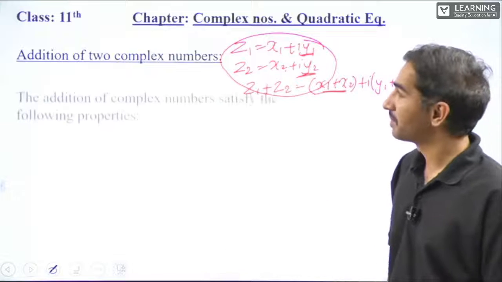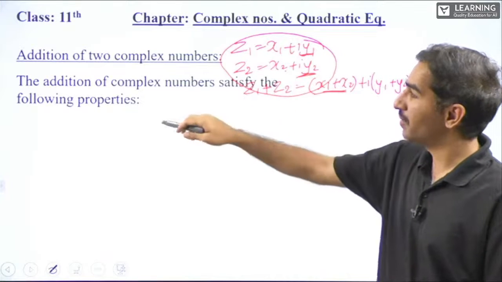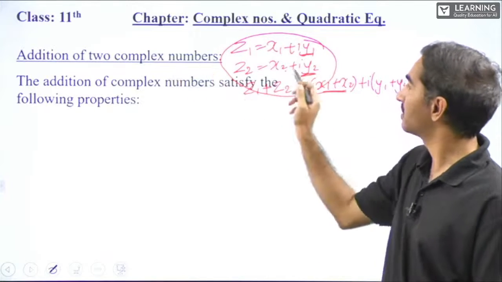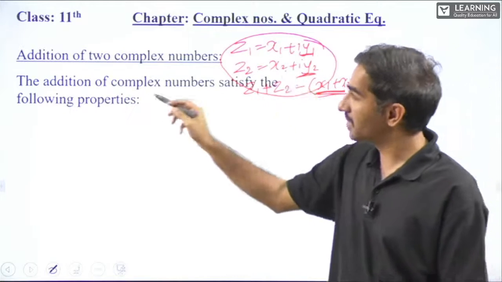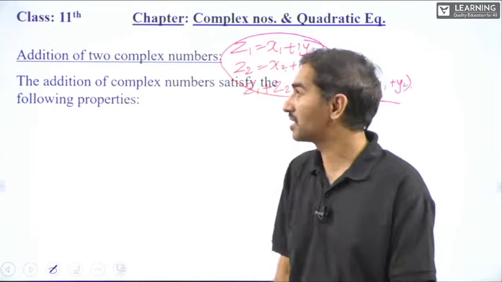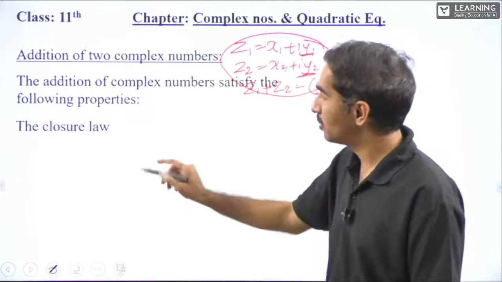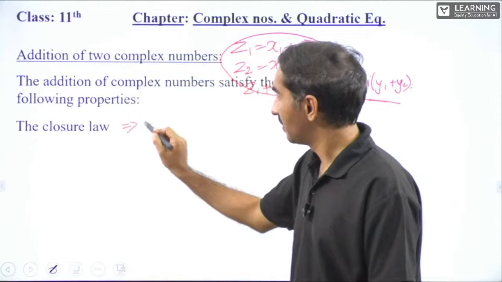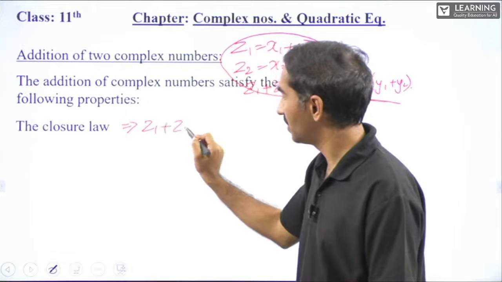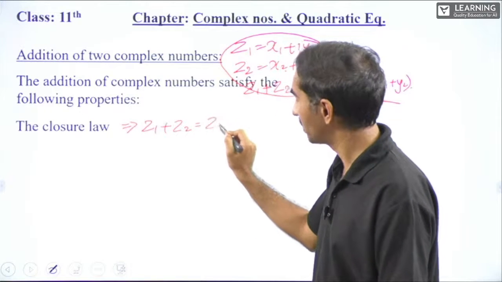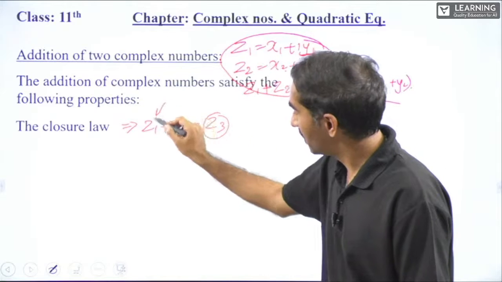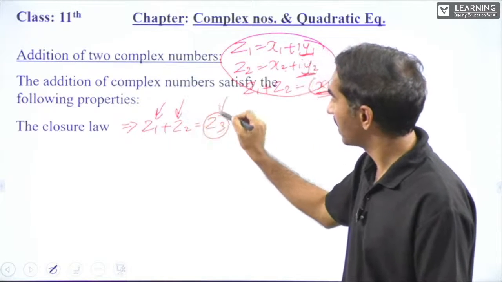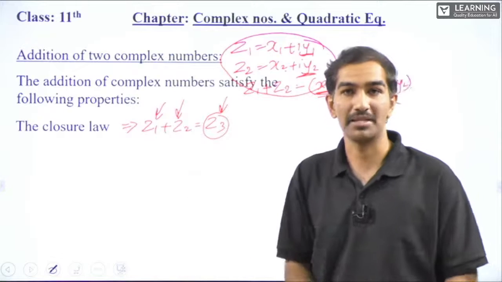So we'll see further. The addition of complex numbers satisfies the following properties. How do we add complex numbers? That has been shown here. So addition of complex numbers satisfies which properties? That is what we are going to see next. The closure law. What is closure law, students? It means if you add two complex numbers z1 and z2, this will be equal to another complex number called z3. So when you add two complex numbers, what are you getting as the result? The result also we are getting as a complex number only.